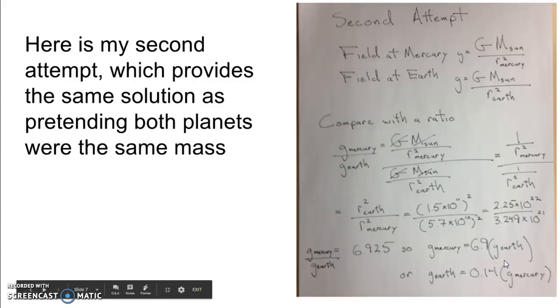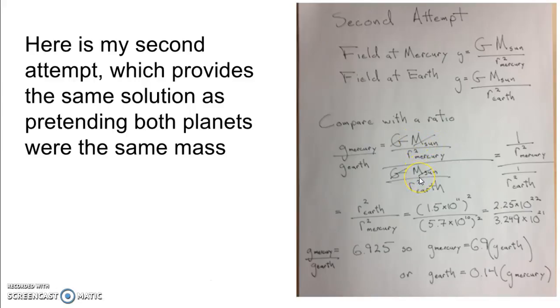They wanted to compare the field strength. So I did the same trick. Now I'm comparing the field strength of Mercury to the field strength of Earth, but not with the mass of Mercury and Earth. So honestly, it's like my first attempt where I pretended both planets had the same mass.